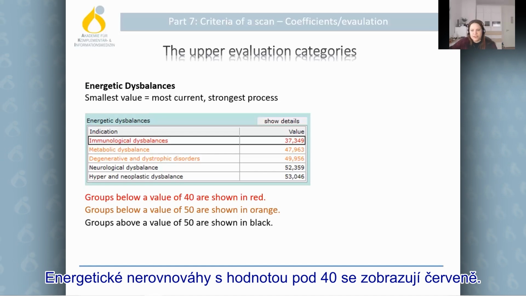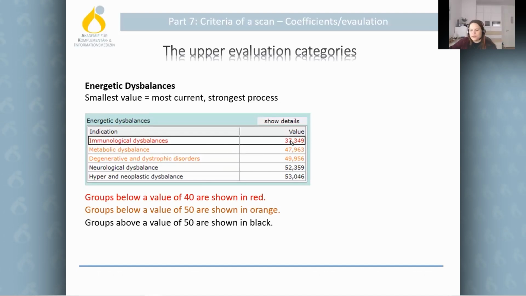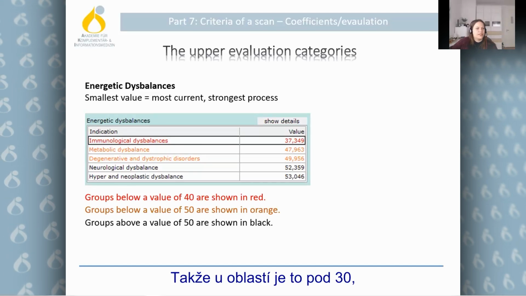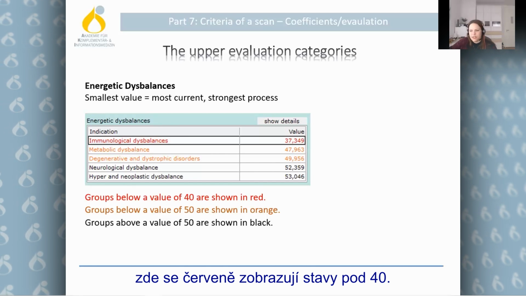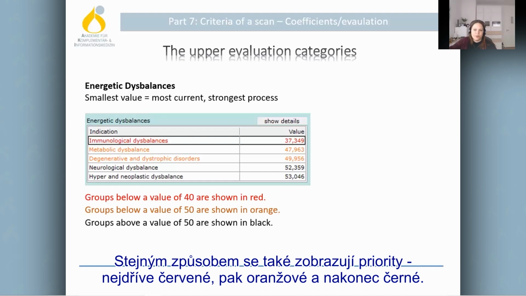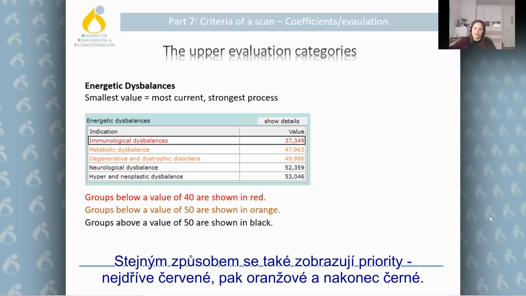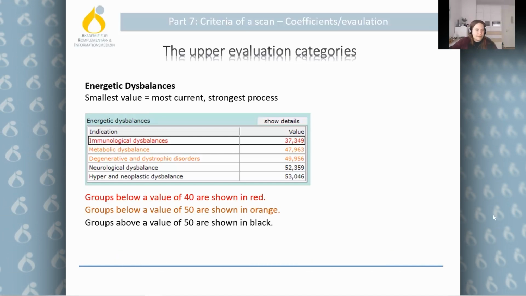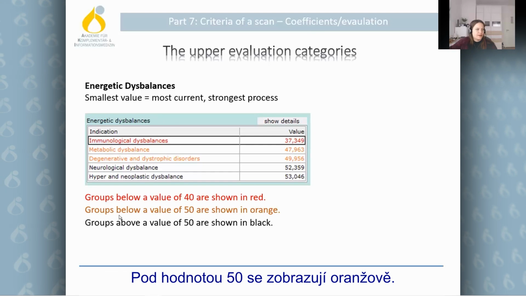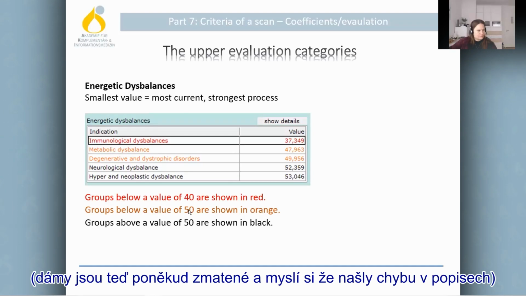With the energetic disbalances, values above 40 show as red. So again, the lower the value, the more important the group and the stronger the process. So also the same, the colors show you the priorities. So first the red, then the orange, then the black. So groups below a value of 40 are shown in red. Below a value of 45 are shown in orange.